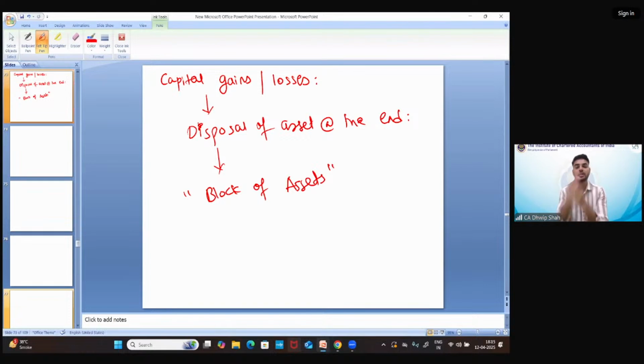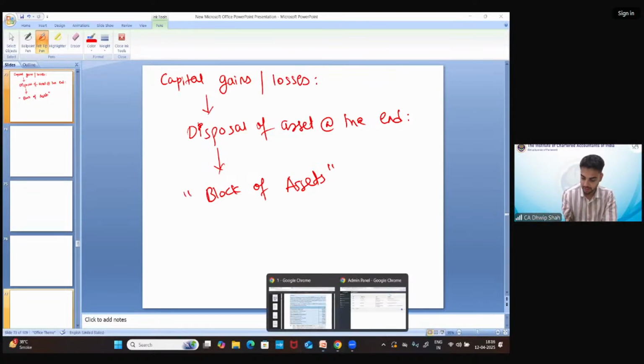So it is dependent on that same principle that you have learned in your taxation. Same principle. So let me explain this concept in FM with the help of the illustration that is given in the module.